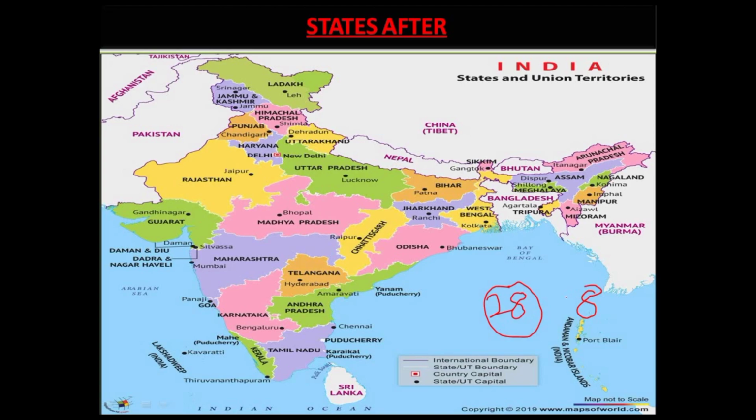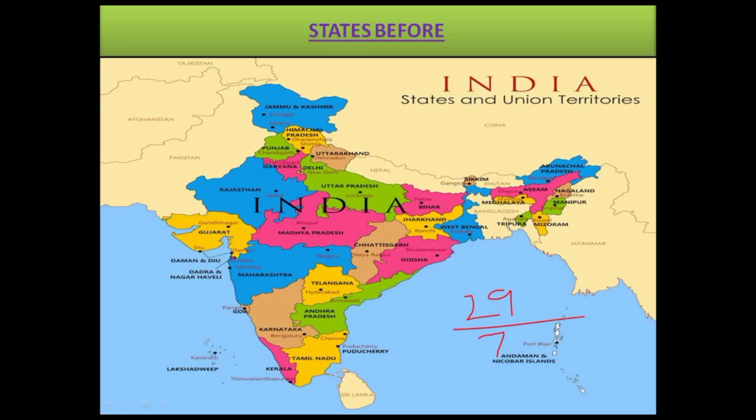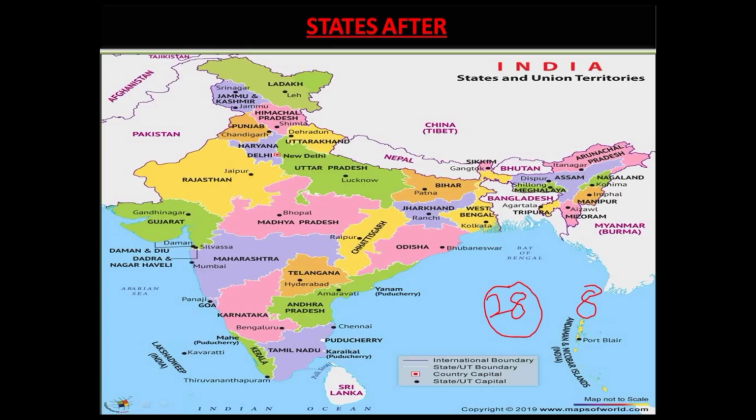In the earlier map, we can see that there is Jammu and Kashmir. Here it is not divided into Ladakh and Jammu and Kashmir. But now you can see that it is divided like this. In this map, Jammu and Kashmir is this and Ladakh is this. So we can understand that it changed from 29 states to 28 states.